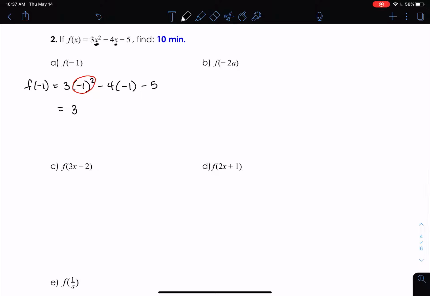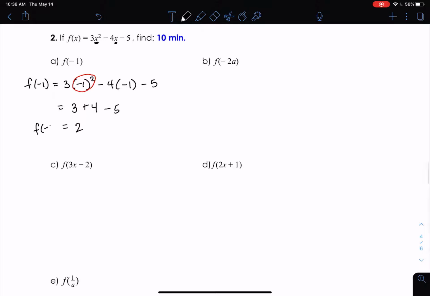us just 3. -4 times -1 next gives us a +4, and then -5. So our final answer is 7 minus 5, which is 2. Let's write our left-hand side, and we're done.